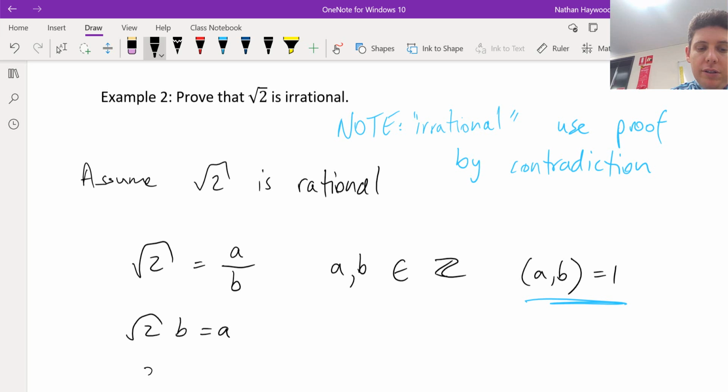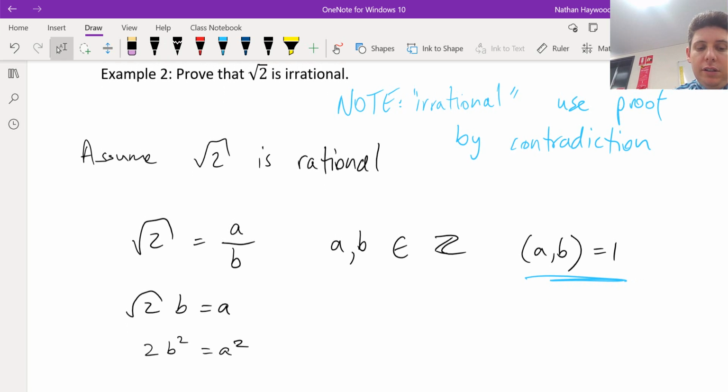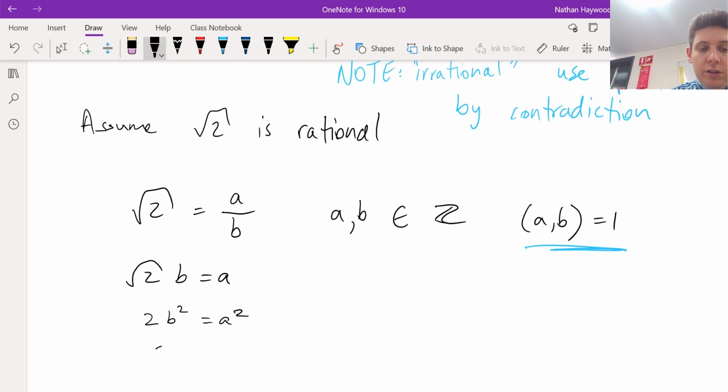If we square both sides, we're left with this. Now looking at this, it shows us that 2 times something is equal to a squared. So 2 is a divisor, or a factor, of a squared. So that's what this line means, of a squared.